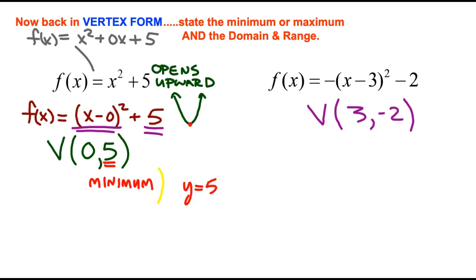I forgot about domain and range. I'll go back and do that after this. This one opens downward, and it opens downward because there's a negative out in front. Because it opens downward, this vertex point is going to be a maximum, and the maximum is in regards to the y value. So the maximum is y equals -2. Y cannot become any larger than that value. All right?